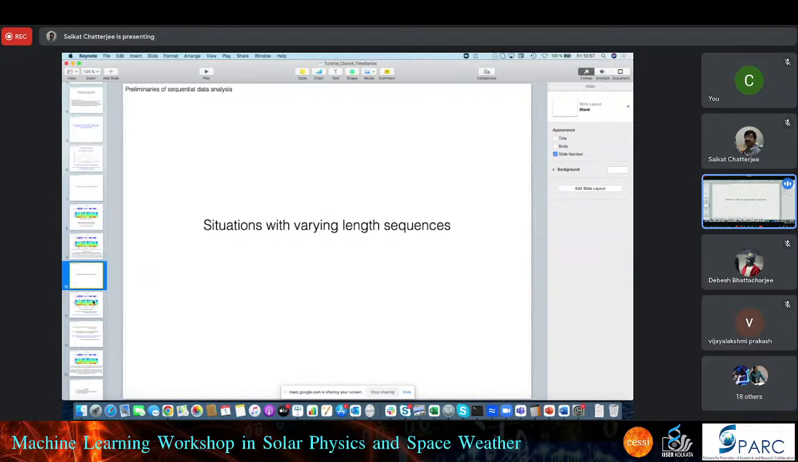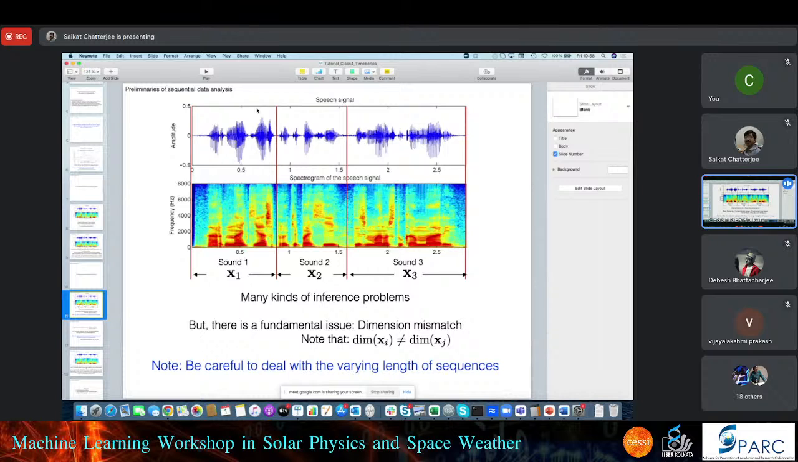Now comes situations with varying length sequences. This is an important problem, because for my example here, you see that my first event is this much long, second event is this much long, and third event is this much long, right? So this is taking more time. This is the lowest time, and this is the second. Time-wise, it is in the second level. Now, if I collect this data, then this length and this length are different, right?